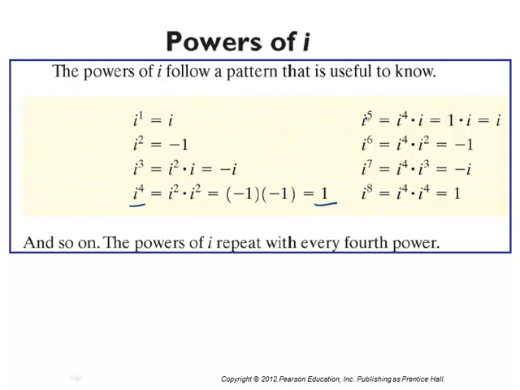Now let's move on to the fifth power. I to the fifth power, you could write as I to the fourth times I. But I to the fourth power is 1. So you have 1 times I, which is I. So I to the fifth power is I.